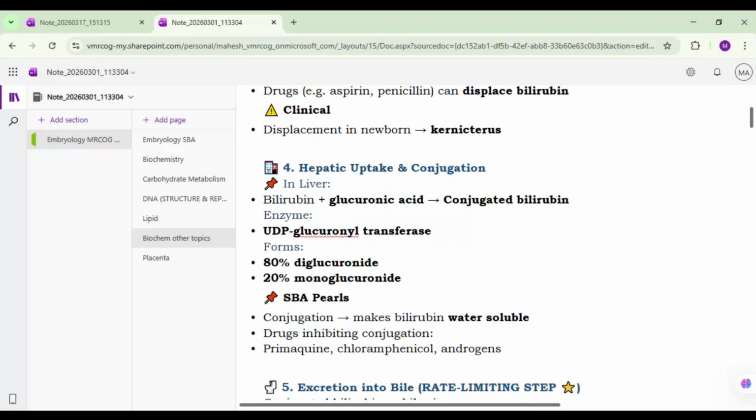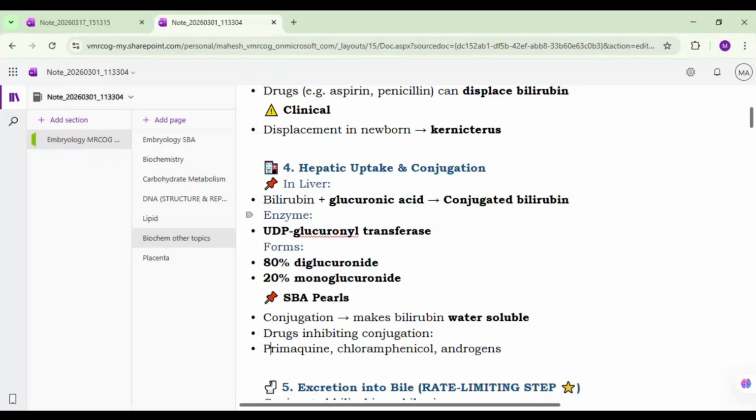Now what happens in the liver? This bilirubin will get united with glucuronic acid, and conjugated bilirubin is formed. The enzyme responsible is UDP-glucuronyl transferase. This is the enzyme important from the SBA point of view. You remember UDP-glucuronyl transferase. So in the liver, bilirubin will combine with glucuronic acid and form conjugated bilirubin.